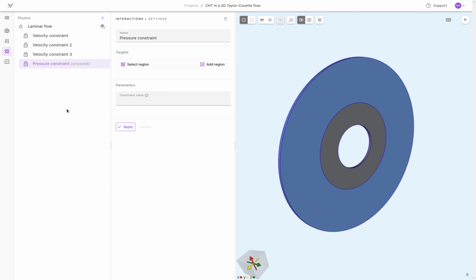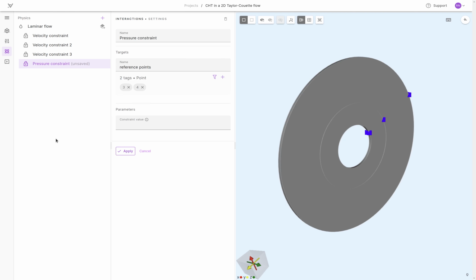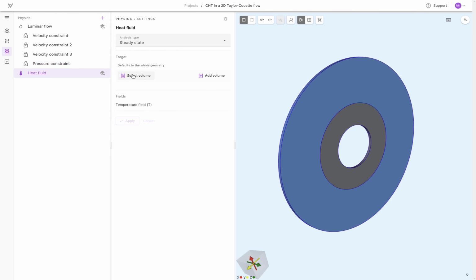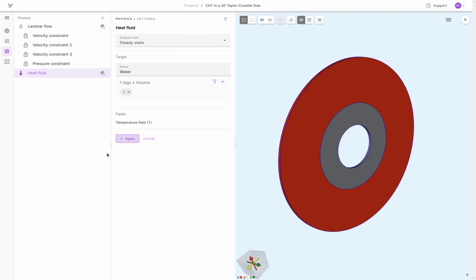Then we add the pressure constraint on the reference points we defined earlier. So we set this equal to 0. This completes the definition of interactions required for the laminar flow. Now we proceed to adding the heat transfer physics in the fluid domain. So to do this, we select heat fluid physics, and the region this would be applicable to is water, or in our case it's fluid.